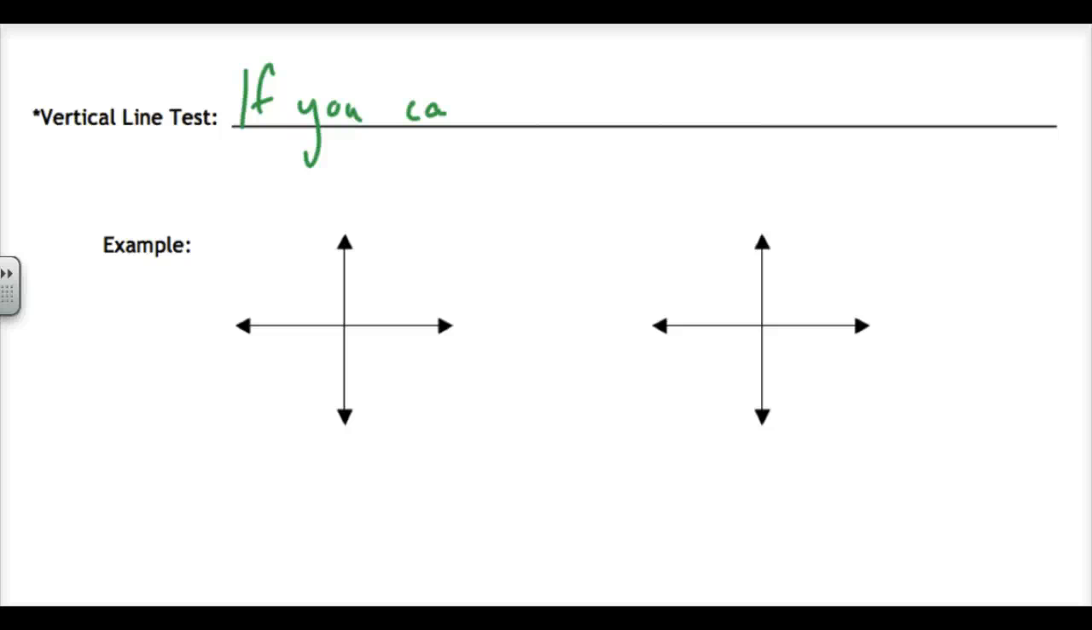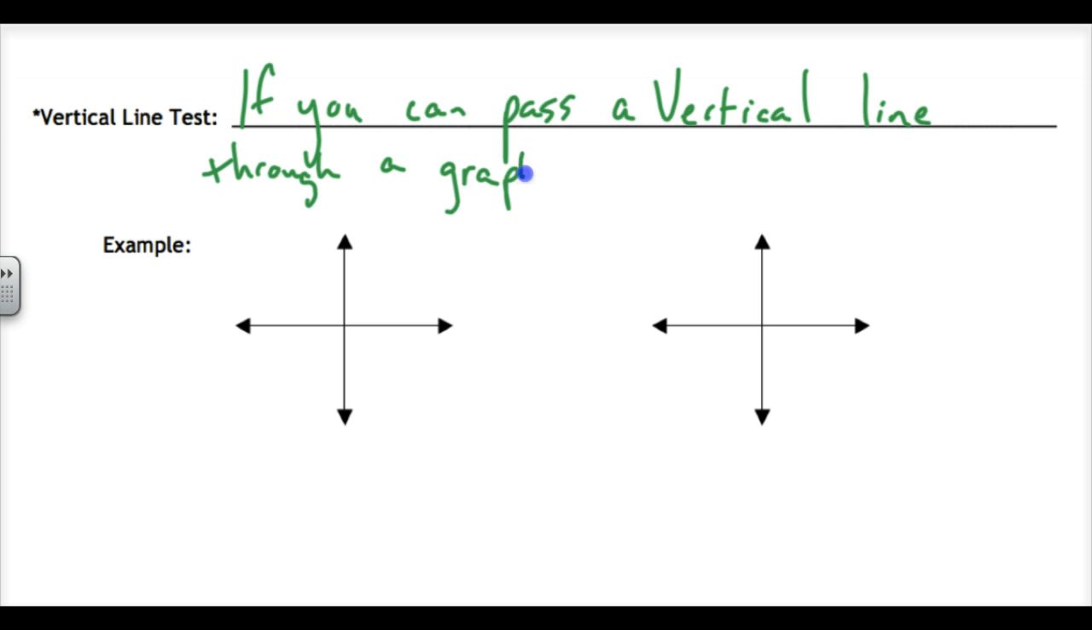Now, rather than really analyzing it too much, we've got this quick and easy test. It's called the vertical line test. And it's if you can pass a vertical line, so a line that goes up and down, through a graph. I should have given you guys more space here, sorry.